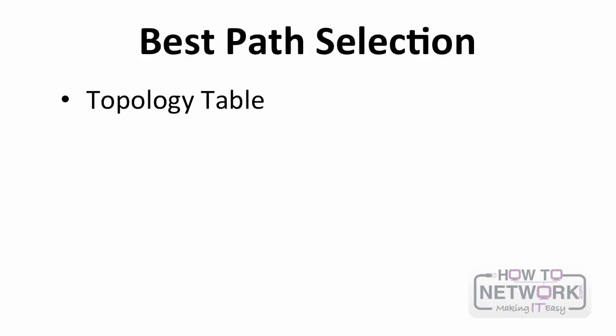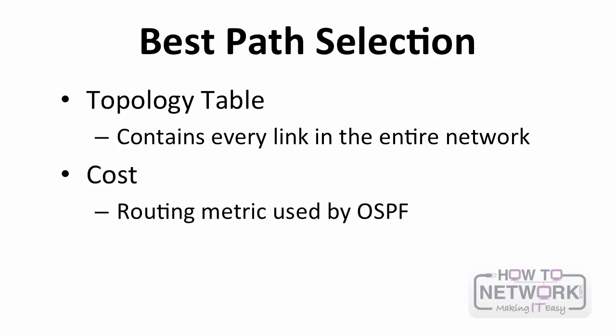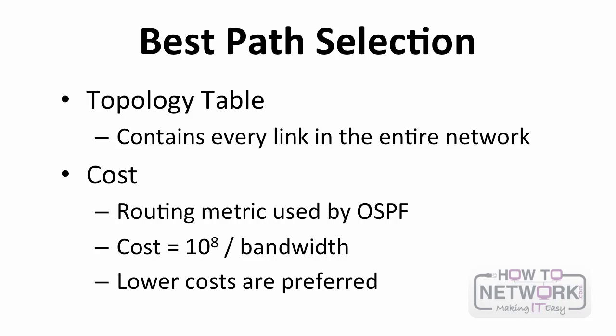So now that OSPF has gathered all this information, it needs to know what to do with it. It needs to choose the best path. So it puts all the information in a topology table. And then the metric for OSPF is cost. Cost is 10 to the power of 8 divided by bandwidth, and lower costs are preferred. So the best way to understand cost is actually for us just to draw this out to see how it works. So let's draw out a 6 router network.